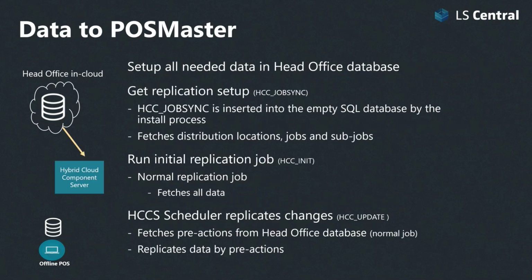So how do we get the data? The first step, and all the steps are defined in the installation guide, is to set up the needed data in the head office database. We're talking about distribution, location, jobs and sub-jobs. So this needs to be ready before you start replicating.